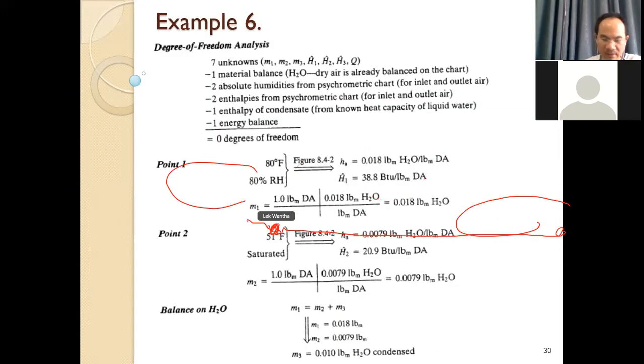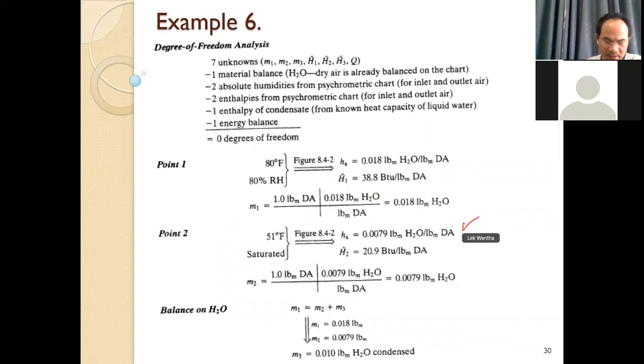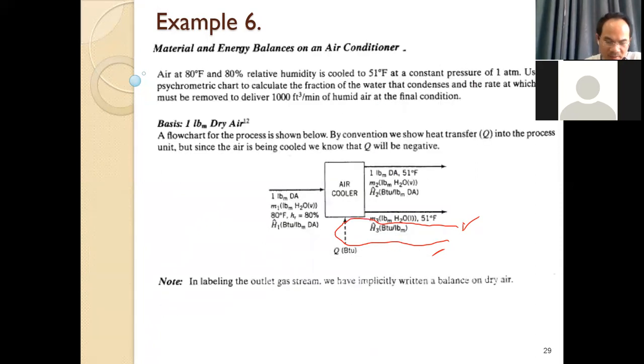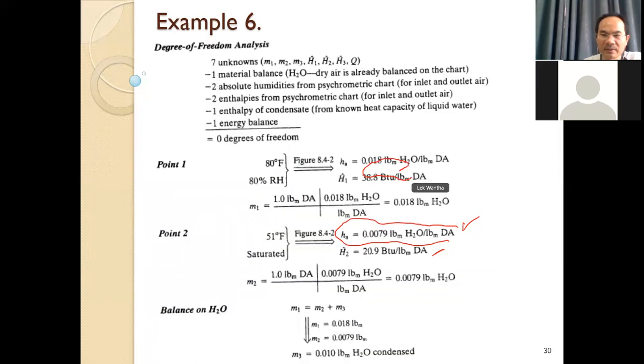Okay, from the second point, you know S2. Also, you use this information to calculate M2. From 1 pound mass of dry air, from the psychrometric chart, you know 1 pound mass dry air equals 0.0079 pound water per 1 pound mass dry air. And finally, you calculate M2. Now you know M1, you know M2.